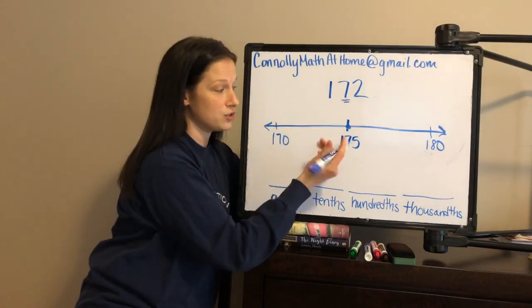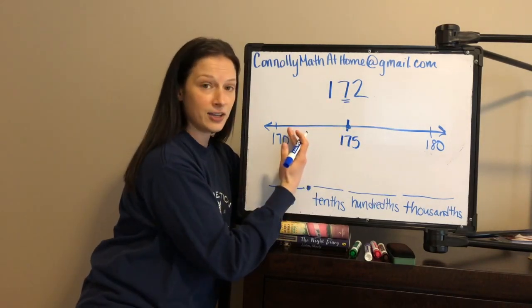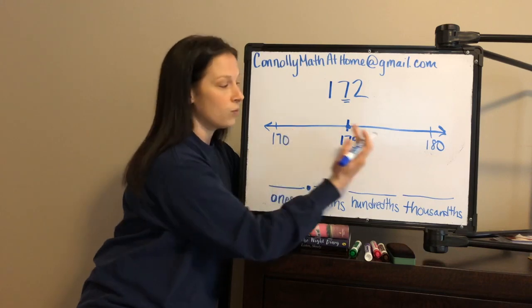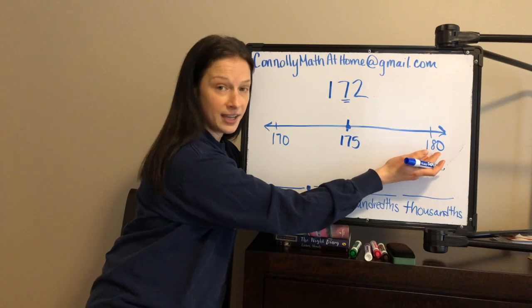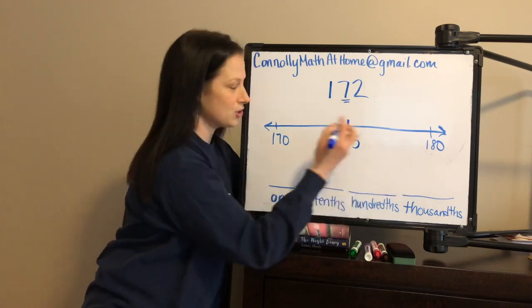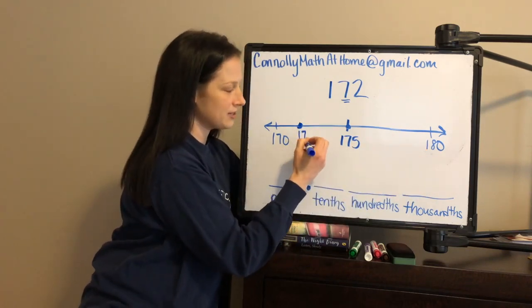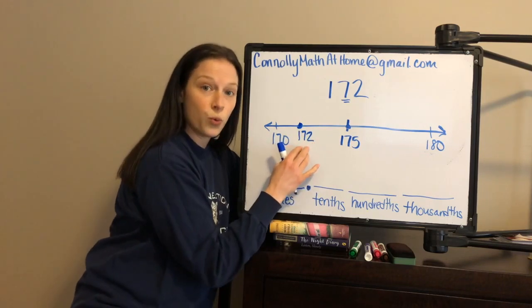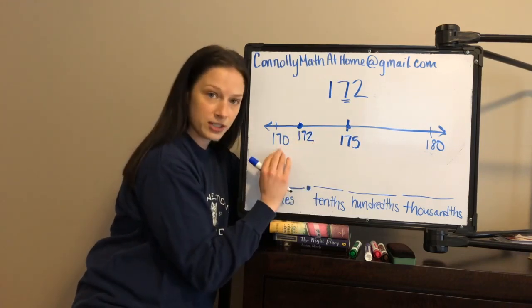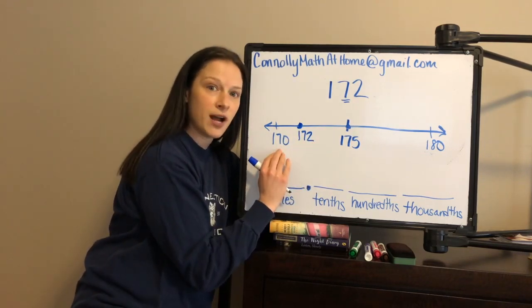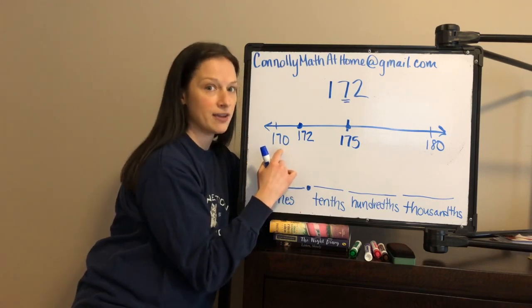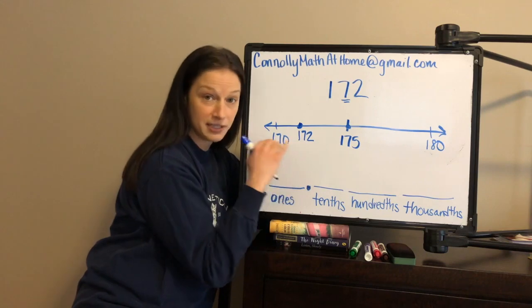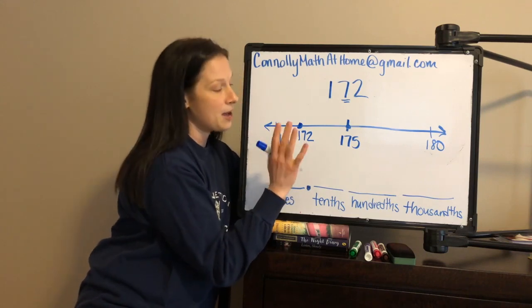So would 172 fall on this side of 175, or would 172 fall on this side of 175? And clearly you know the answer, so I'm just going to show you. 172 would fall over here, which is closer to 170, and so we would round down. And when I say round down, that doesn't mean go below 170. You round to 170 and stop, okay?